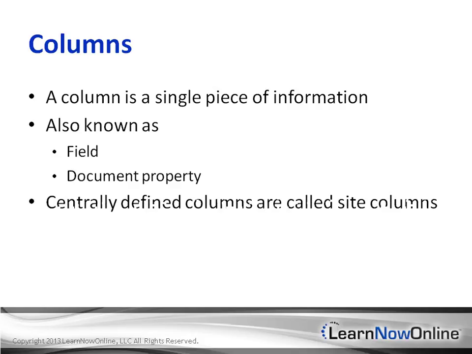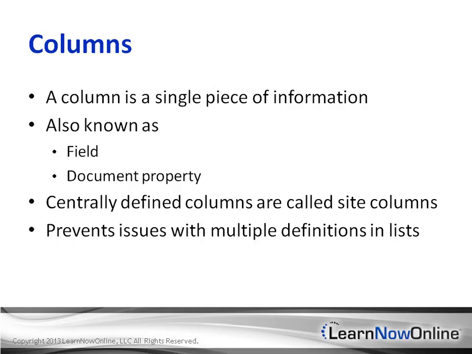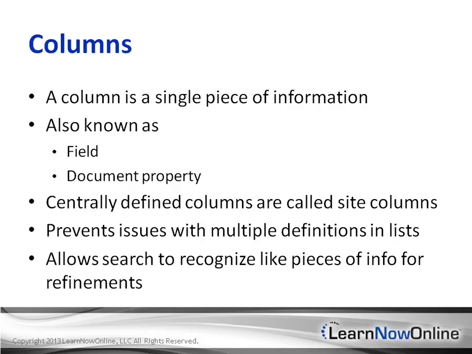We can define columns centrally, and when we do, they're called site columns. And for the most part, we want to stick to site columns. And the reason for this is because if we decide that we want to change the definition of something, but we defined it manually in more than one list, then we've got to find each one of those lists. Furthermore, the search appliance is not going to be able to recognize that those two fields with the same name are actually the same piece of information if they are defined each time inside of the list or library. So we need those to be defined centrally as site columns. That's really easy to do. Let me show you how.